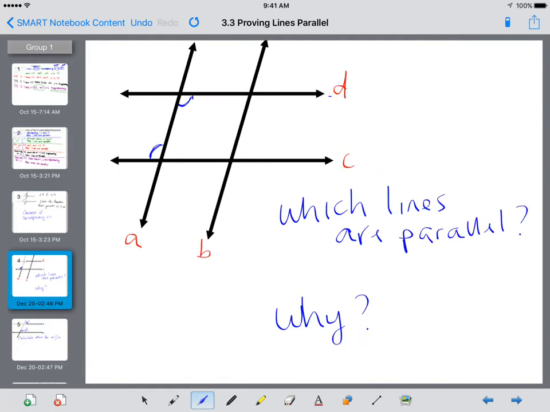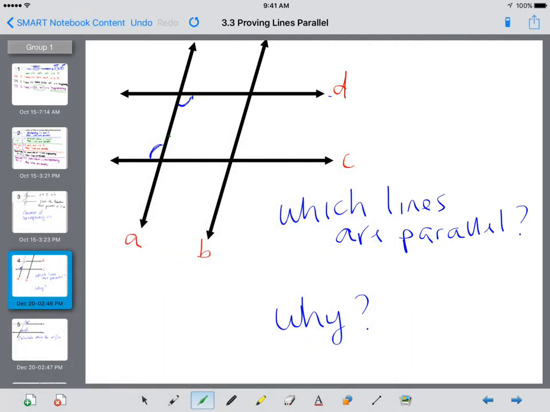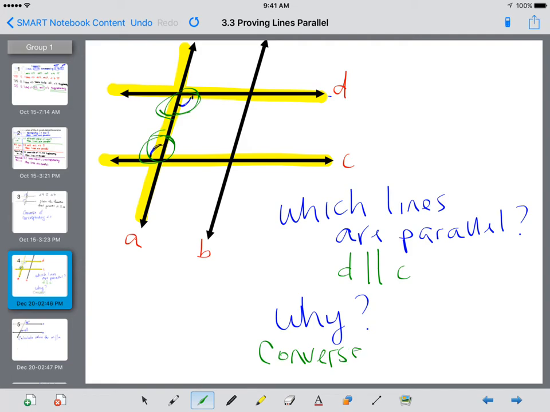Next one. Which lines are parallel? Now, if we know that this angle right here is congruent to this angle right here, then what I see is here's my two lines, and A is my transversal. Therefore, I would conclude that D is parallel to C because these two angles I've circled are alternate interior. So it is because of the converse of our alternate interior angles.